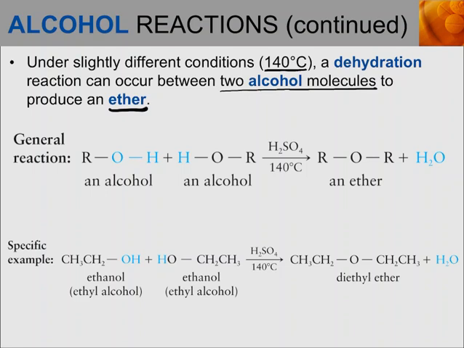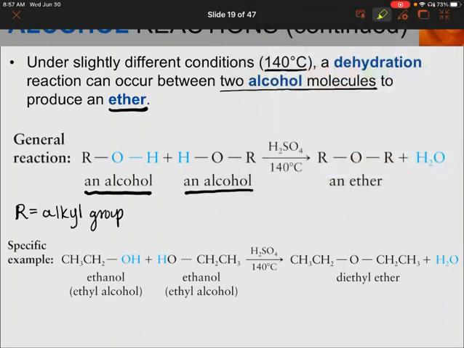So let's look down below. Okay, so we have one alcohol on the left and one alcohol on the right. And remember that R is just any alkyl group. So that could be a methyl group, an ethyl group, a propyl group, whatever it might be. Now what's going to happen here is similar to before. We're going to add our catalyst, sulfuric acid. But this time we're only going to heat to 140 degrees Celsius.